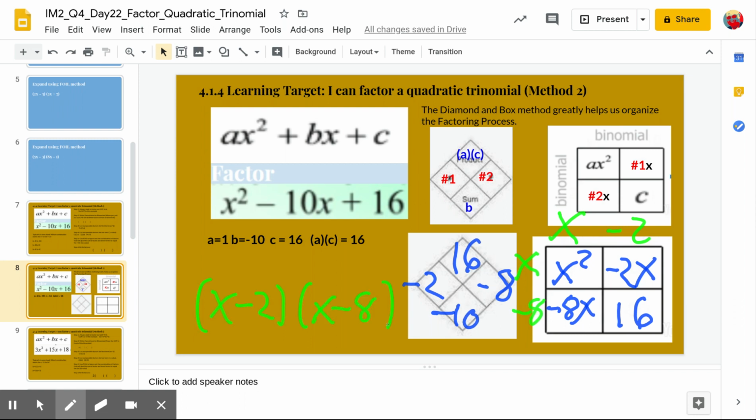There's our factors. Okay. A lot of students like the diamond and generic rectangle. It gives you a lot of structure and a process to figure out the numbers and how it works. So we will be using this method a lot.